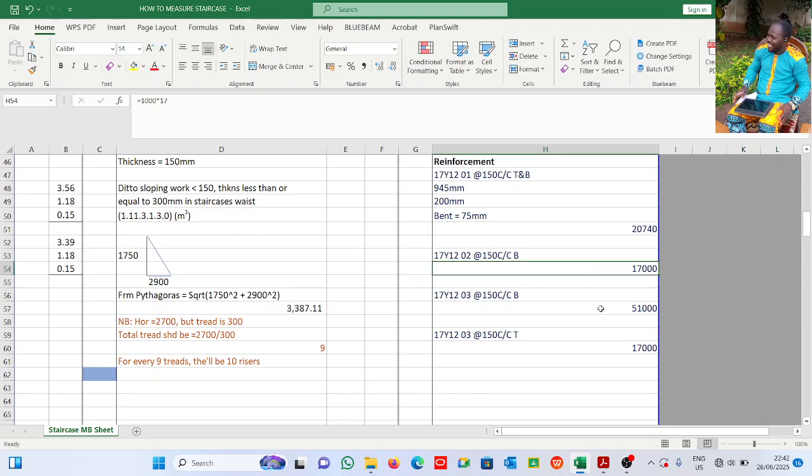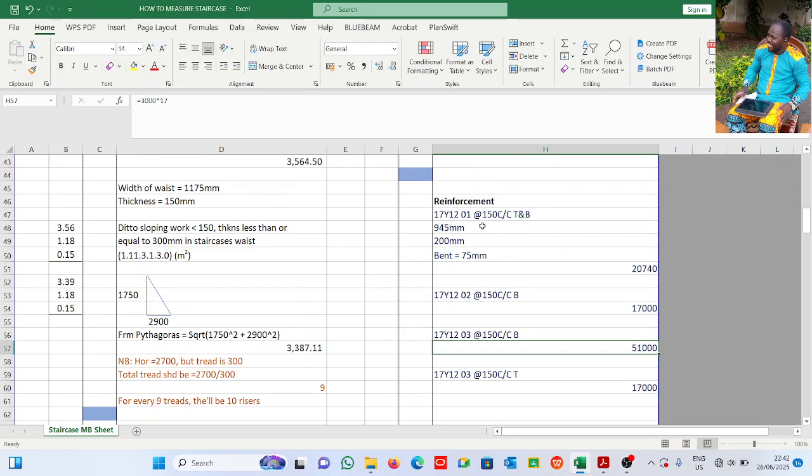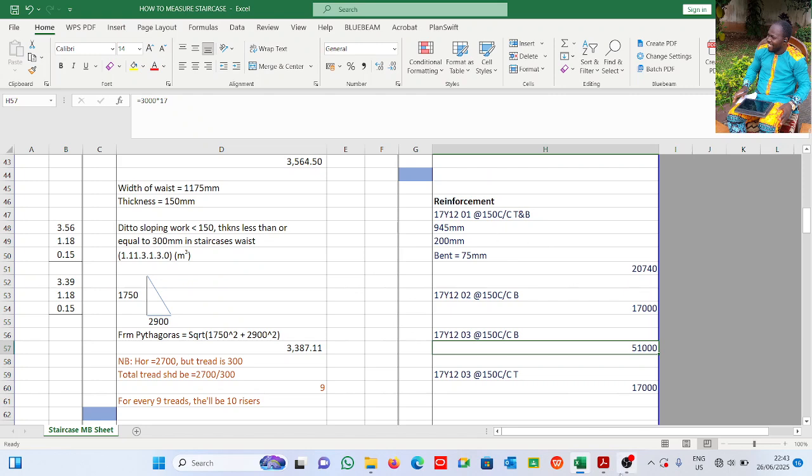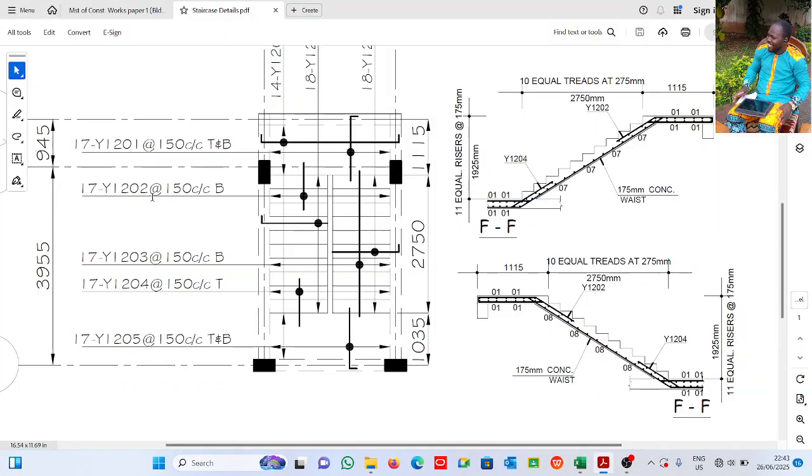This is it. Okay, let's pick 17Y1201, center to center, top and bottom. Let's look for it. 17Y12 01. Okay, this bar mark is 01. Look at it here. This one. So let's see how I did it. Let's trace it to the black dot.